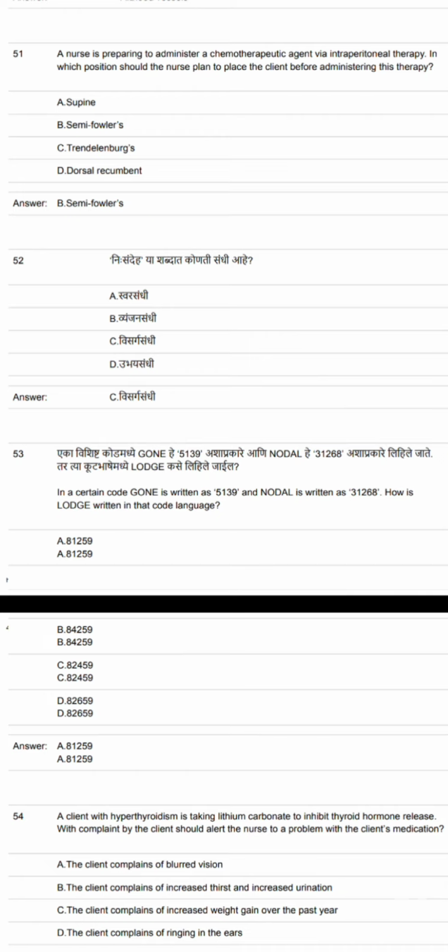53. In a certain code, gone is written as 5139 and nodal is written as 31268. How is lodged written in that code language? The answer is A.